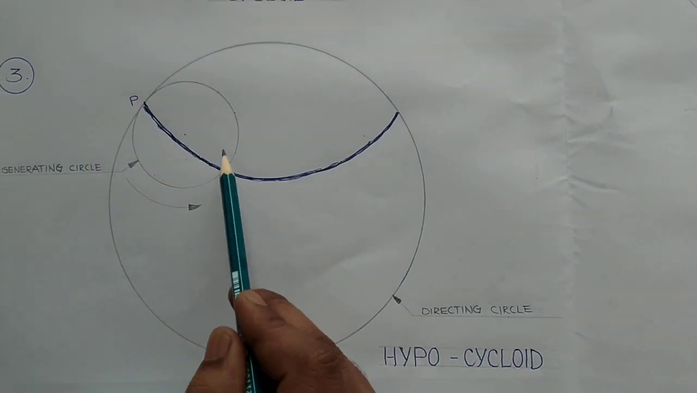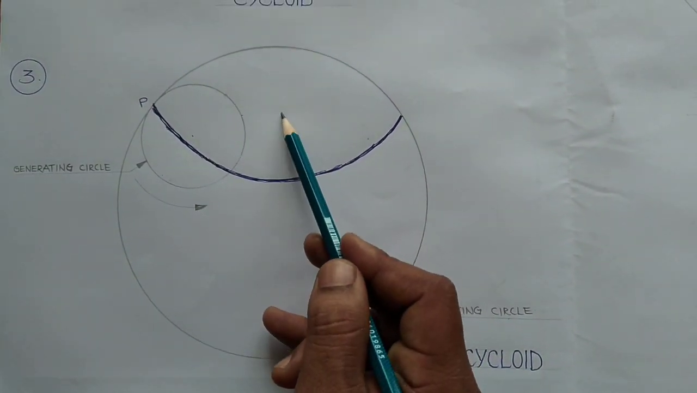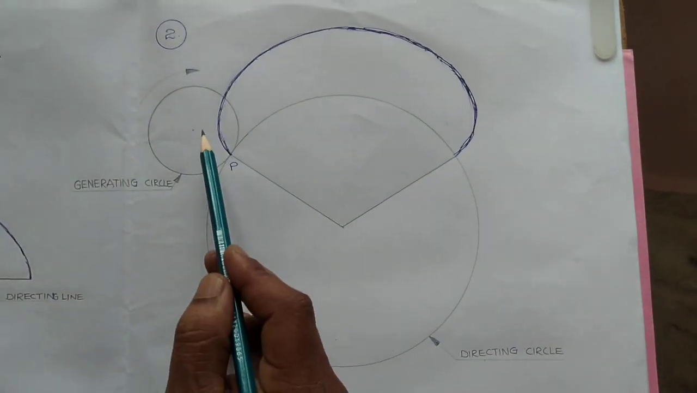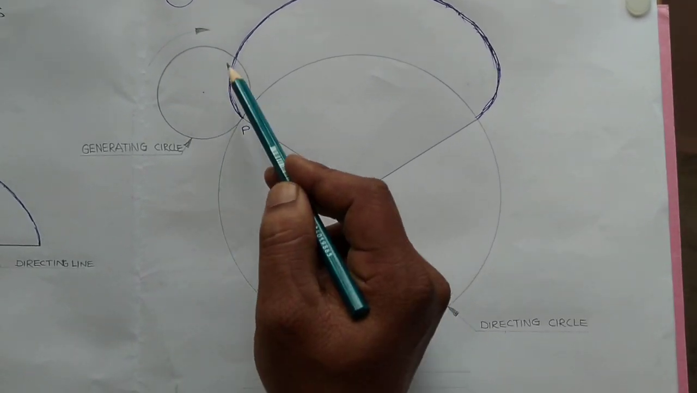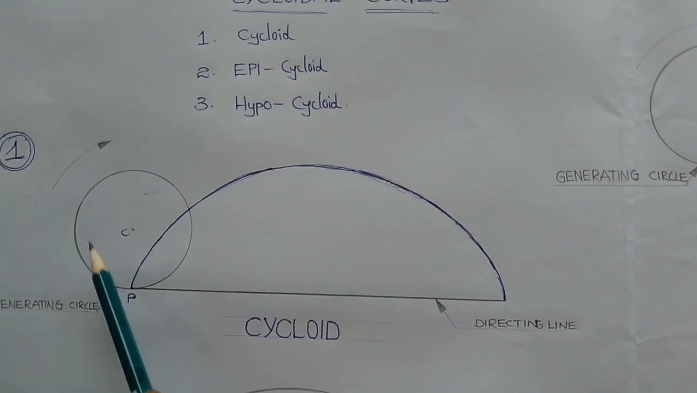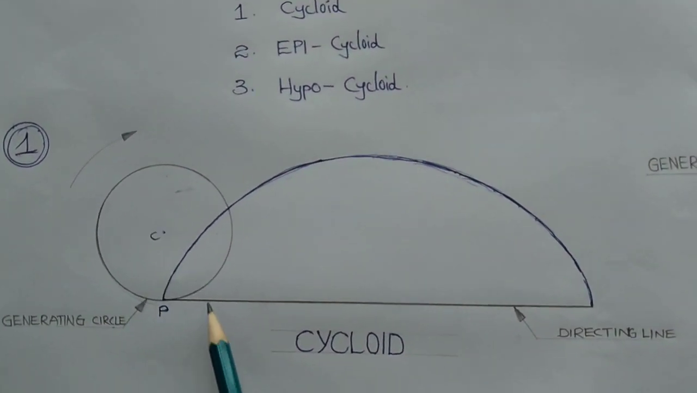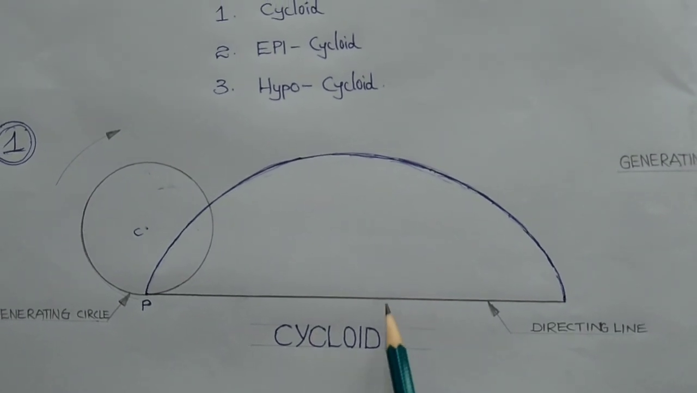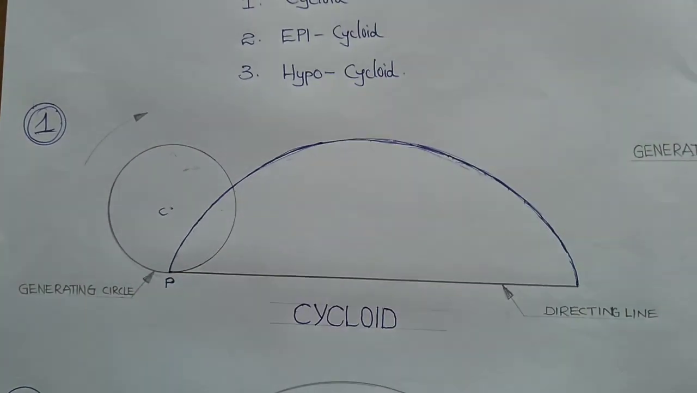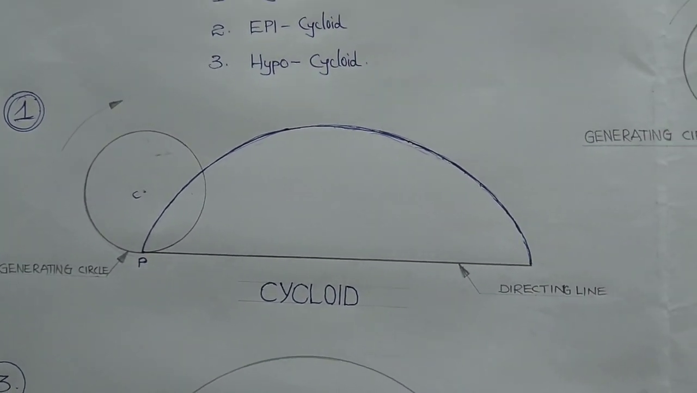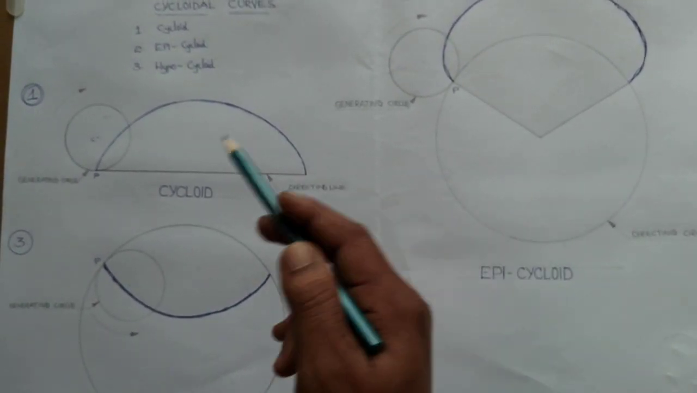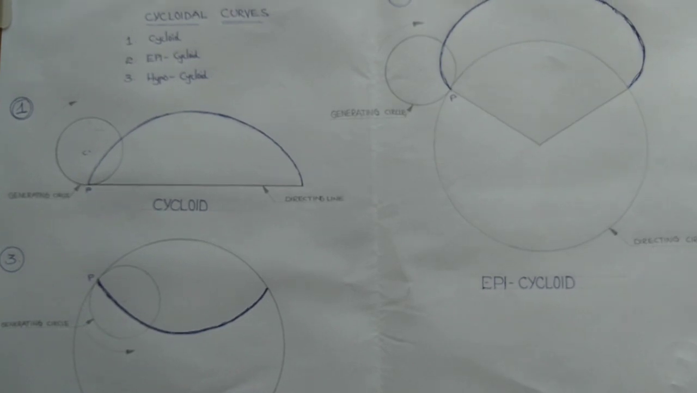So the condition is that for hypocycloid, the generating circle rolls inside the circle, and to obtain epicycloid, the generating circle is rolling over another circle. And in the cycloid, the generating circle is rolling over the directing line. Here the path is the directing line, that means a plane surface. The remaining two, epicycloid and hypocycloid, have a curved path. So here we can see the three types of cycloids in this diagram.